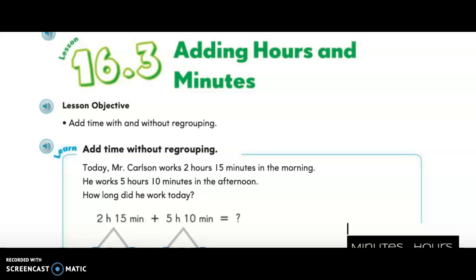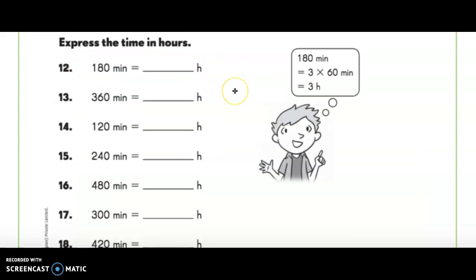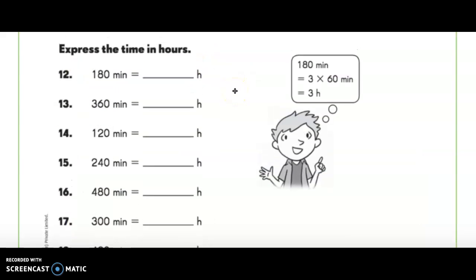All right, we are moving on to 16.3, adding hours and minutes. Before we start the new section, I wanted to go over the workbook pages from yesterday. So this is page 149. If you want to pause the video and pull out your workbook just to check your answers.